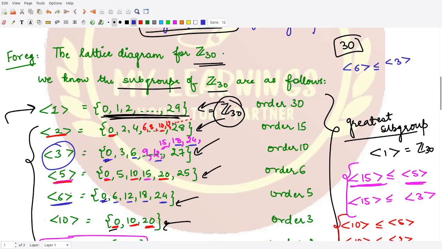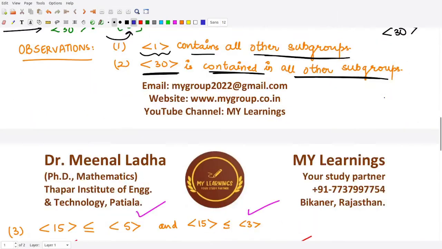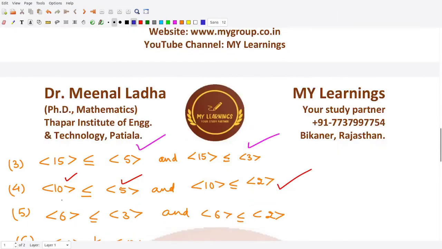So we say the subgroup generated by 6 is contained in, and is a subgroup of, the subgroup generated by 3. Next, as it contains all the even numbers, this subgroup is also contained in the group generated by 2. So therefore the group generated by 6 is a subgroup of the group generated by 2. So we have this observation also: the subgroup generated by 6 is a subgroup of that generated by 3, and of that generated by 2.